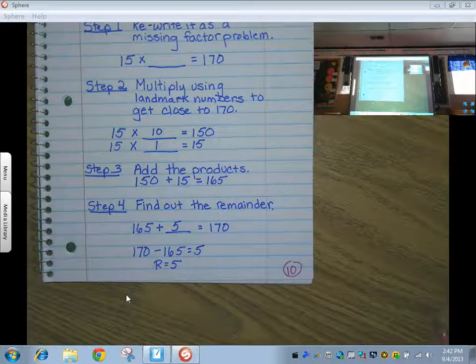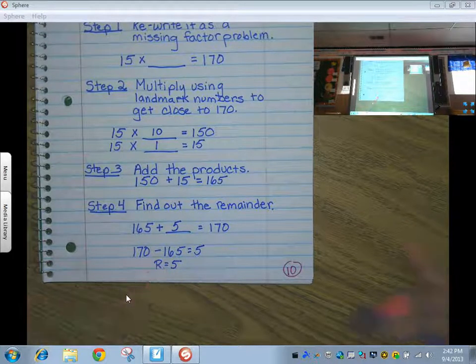Guys, let's stay focused. Alright, I have to flip mine over. I don't know if you need to.